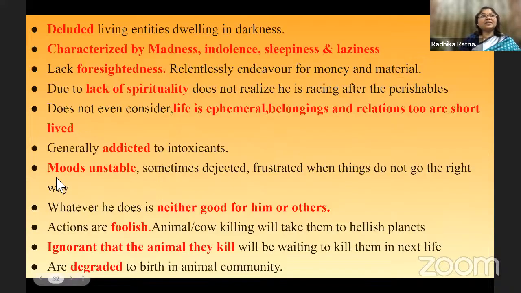So, deluded living entities dwell in darkness, characterized by madness, indolence, sleep, and laziness. They lack foresight and relentlessly endeavor for money and material things. Due to lack of spirituality, he does not realize he is racing after the perishables, and does not even consider that life is ephemeral, that belongings and relations are short-lived. Generally addicted to intoxicants, with unstable moods, whatever he does is neither good for him nor for others.